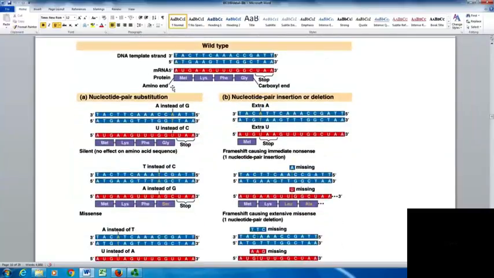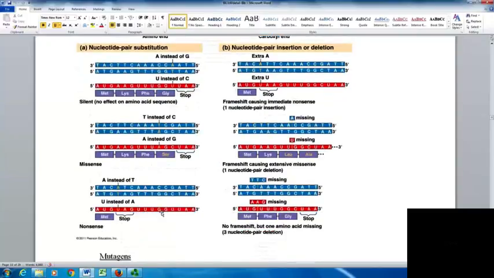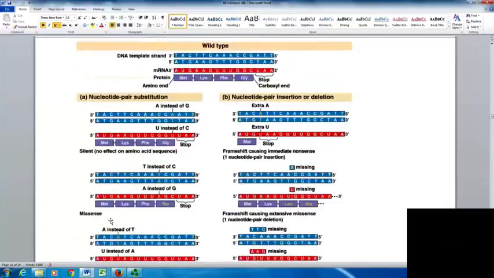In this section here, you can look, this is your wild-type DNA template strand, and this is going to be the mRNA and the sequence that's coded for. If you have a nucleotide pair substitution with a silent mutation, it's going to code for the same thing. Where with a missense mutation, you change one of the letters in a place that will actually result in bringing a different amino acid. With the nonsense, you would actually terminate it early. Here, it would not make the full sequence.